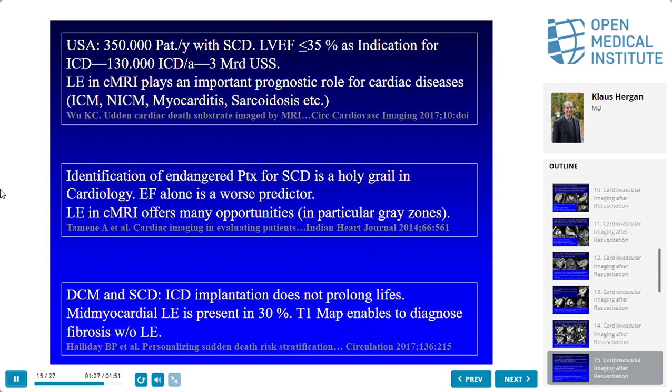And the interesting point is that an ICD implantation does not prolong lives. This is quite interesting. It depends on the late enhancement. So this is what I told you before, that dilative cardiomyopathy combined with late enhancement is a malignant disease.